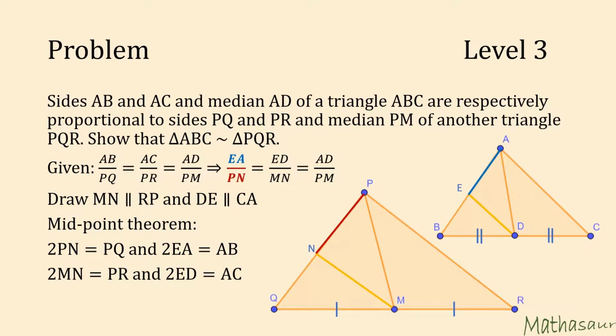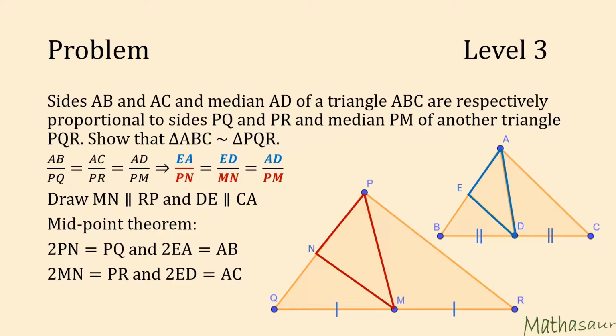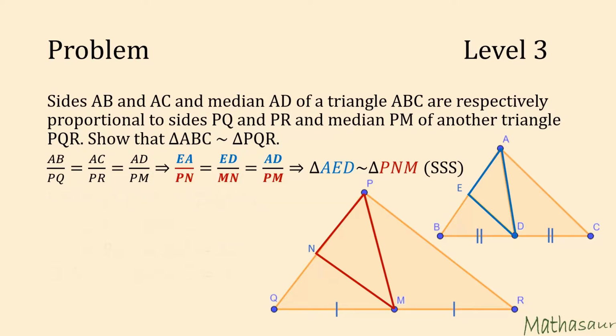Look at these sides now. They correspond to the triangles AED and PNM. And we see that the sides are in proportion. So we can say the triangle AED is similar to triangle PNM due to the SSS or side similarity. But what does this give us? This gives us one angle. We see that angle 1 would be equal to angle 2 since the two triangles are similar.